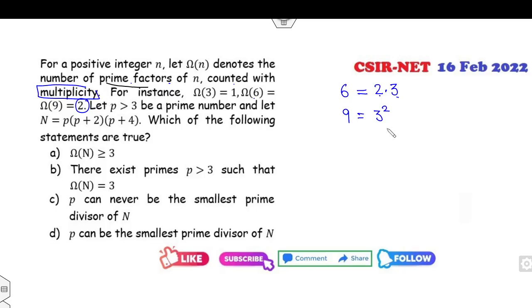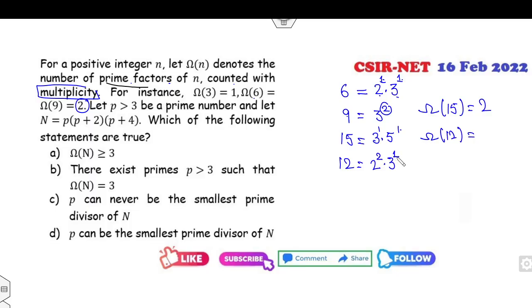Sorry, it's multiplicity. That means they are talking about 1 and 1, 2. 9 is 2. If you're talking about 15, 3 into 5, multiplicity is 2. In this case, omega of 15 is 2. What is 12? 2 squared into 3. So omega of 12 is 3, multiplicity 2 plus 1. Fine. That's the meaning of this given statement.